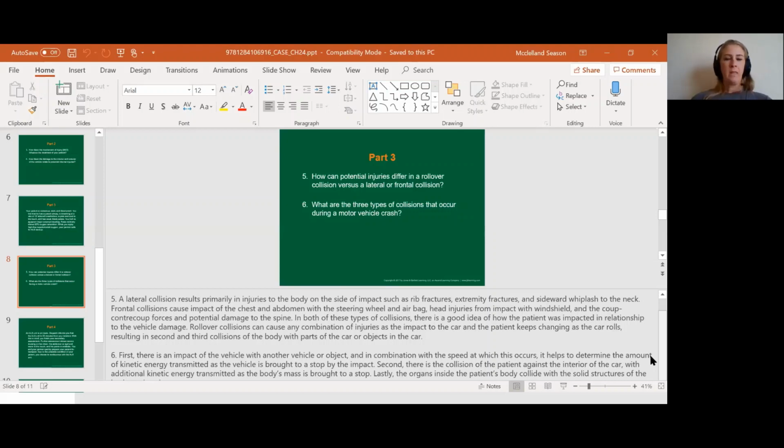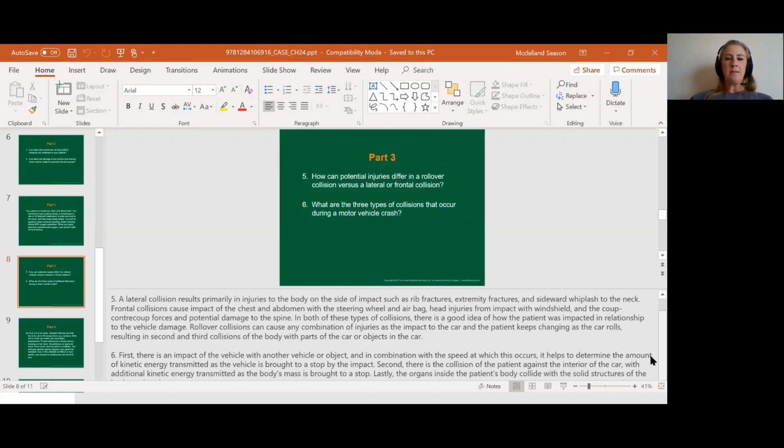Okay. All right. In both of those types of collisions, lateral as well as frontal or even a rear end collision, there's a pretty good idea of how the patient was impacted in relationship to the vehicle damage. In a rollover collision, any combination of injuries can happen because all of the other mechanisms have come into play there. We can have frontal, we can have lateral, we can have rotational. All of the different types of impacts that we talked about can occur in a rollover collision.